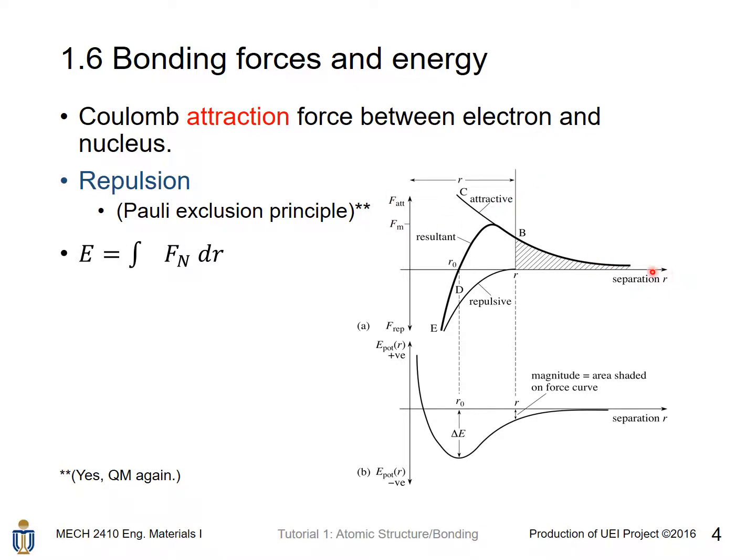You can see that at a large separation, the force is small, and it slowly goes to a maximum value for a smaller R, and then it starts to decrease, and finally it can become repulsive due to the Pauli exclusion principle. At this region, it is mainly due to the Coulombic attraction between the oppositely charged particles. If you integrate it, you can find the energy profile.